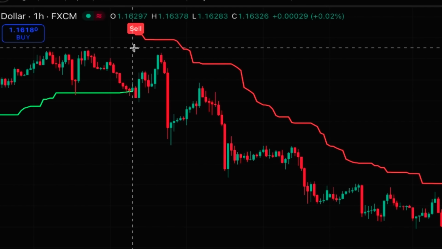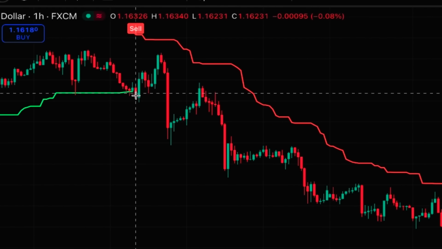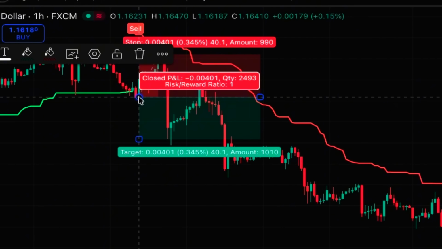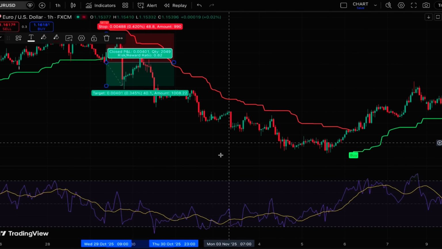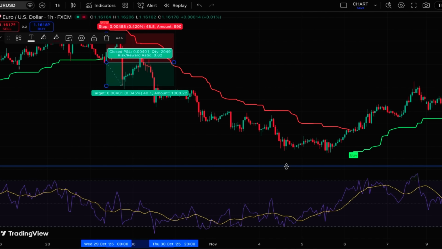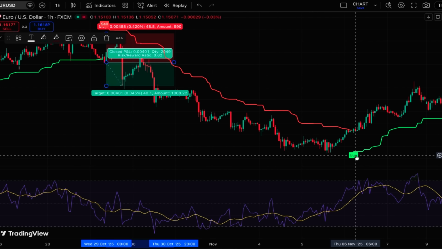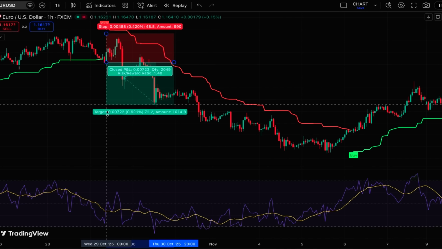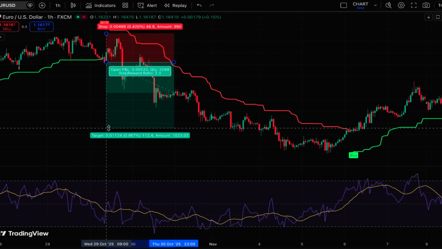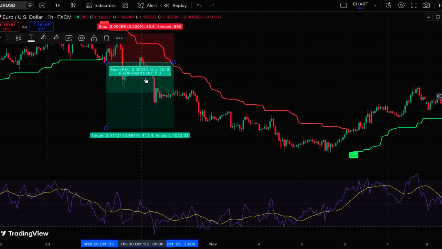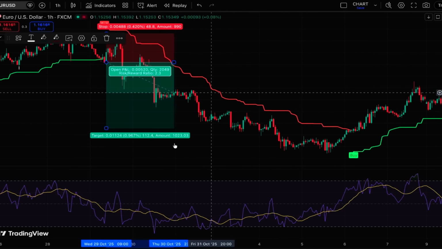So the reversal is confirmed here, and in practice we could enter a short position at this point with the stop loss above the previous swing high, and for the profit target we close our position when the super trend line changes to green. In other words, a buy signal is printed on the price chart. So in this case, we would close our position here at this level. And you can see that it was a very profitable trade. This was a short position setup.